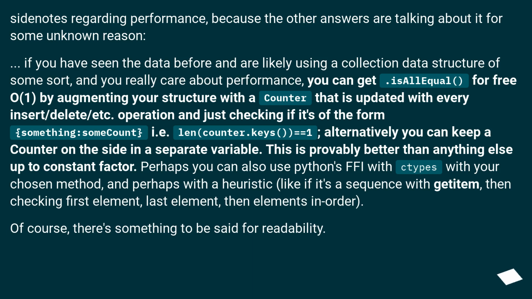Perhaps you can also use Python's FFI with C types with your chosen method, and perhaps with a heuristic, like if it's a sequence with getitem, then checking first element, last element, then elements in order. Of course, there's something to be said for readability.